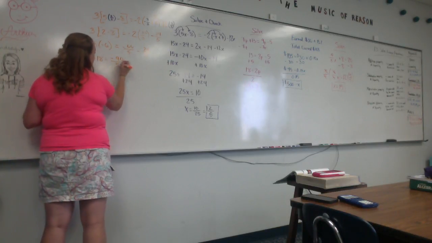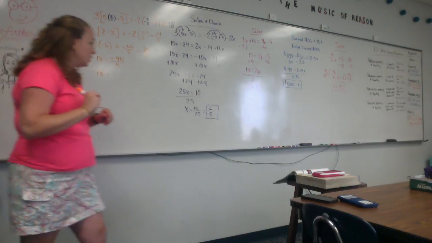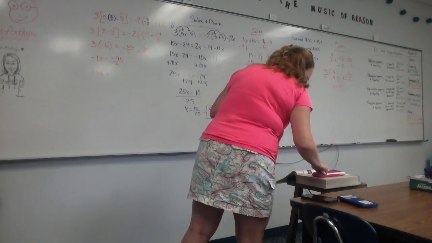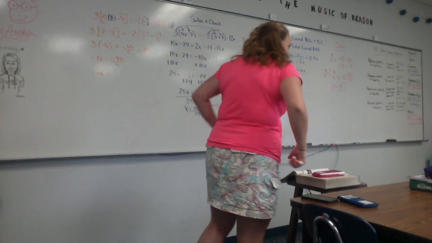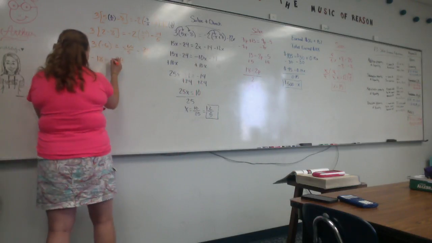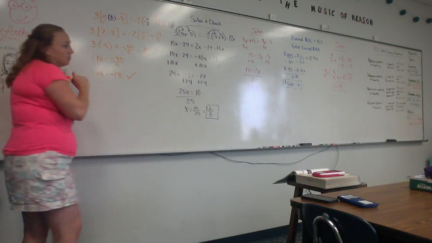Negative 90 divided by 5. Okay. Can negative 90 divided by 5 come out evenly? What does it come out to? No, you're just guessing. It comes out to 18. So this is a negative. Do those match? Yes. That's how you check it.